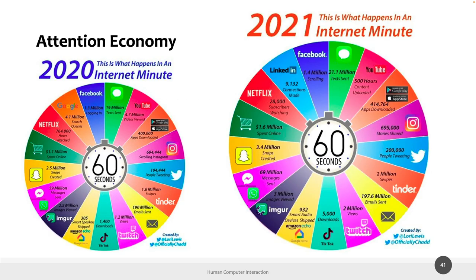And the result is that our time on the internet in general is continuously growing year by year. Not only our time, but also our interactions with this kind of services. For example, the number of tweets on Twitter is continuously growing, the number of interactions with Snapchat, and so on. And so, again, these two charts summarize what happens in 1 minute on the internet, in this case in 2020 and 2021, and probably these numbers are still growing today.